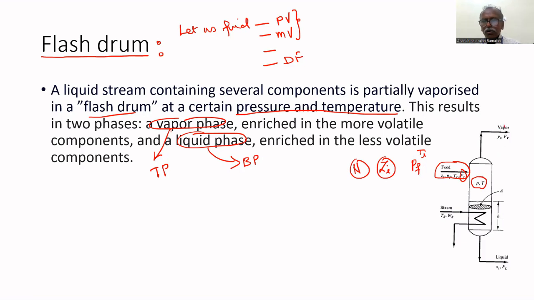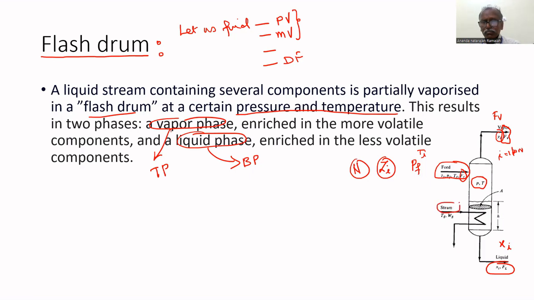The flow rate of top product, vapor, is Fe. It consists of Yi components. i varies from 1 to N. The bottom product is the liquid product. Its flow rate is FL. It consists of Xi. i varies from 1 to N components.